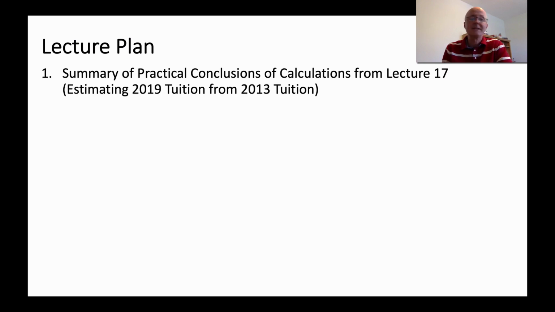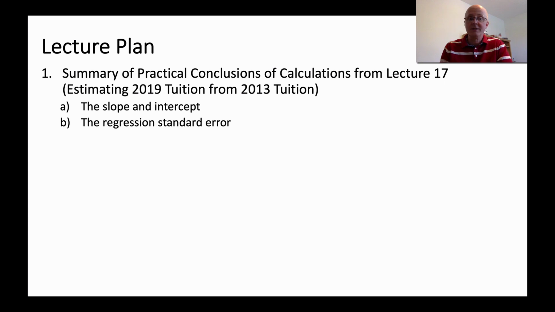So again, the first part is the summary of practical conclusions from lecture 17. You don't have to watch lecture 17 unless you're really interested in the details of the formulas and the calculation. We're going to focus on the practical interpretation. The situation is that we're trying to estimate 2019 tuition using 2013 tuition. 2013 tuition is X, 2019 tuition is Y. We're trying to predict Y when we know X. We'll talk about how to practically interpret the slope and the intercept.